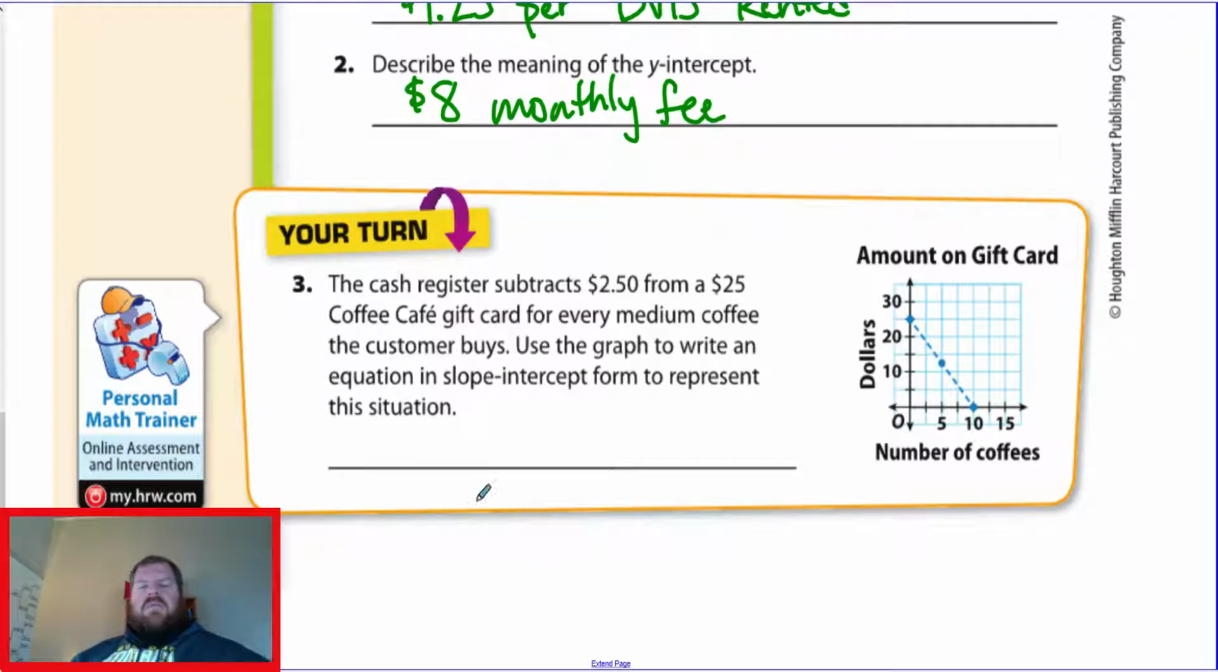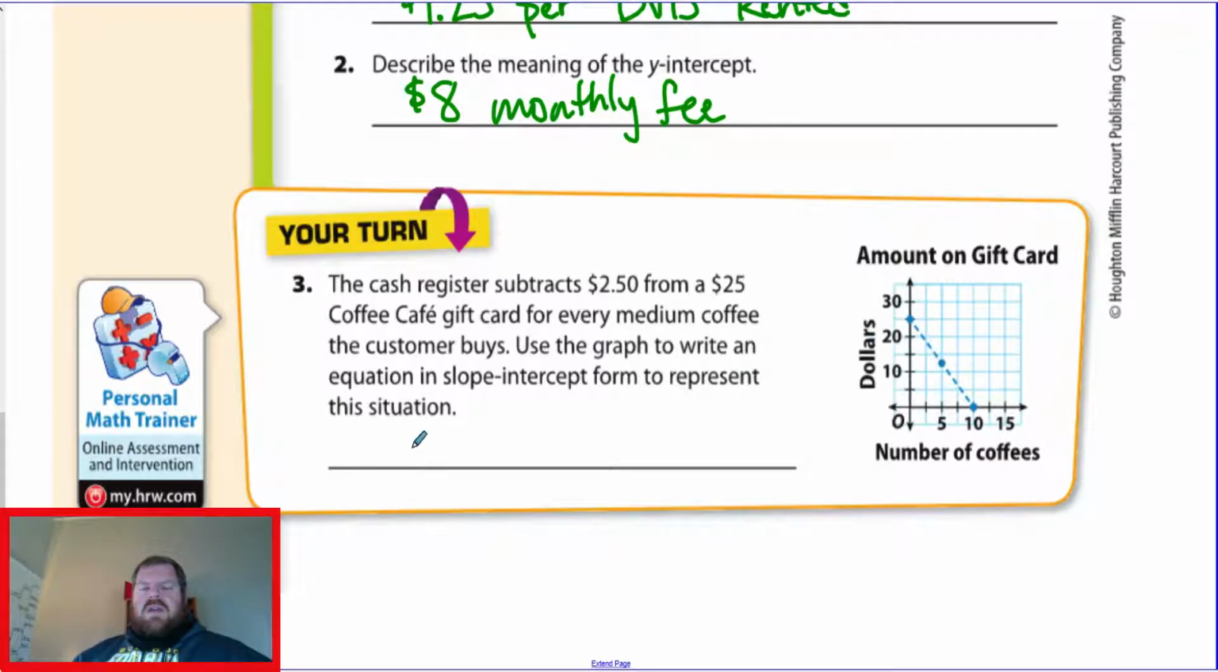Let's try this your turn problem. It says the cash register subtracts $2.50 from a $25 coffee cafe gift card for every medium coffee the customer buys. Write an equation in slope-intercept form to represent the situation. So the gift card starts with $25 on it, and we're assuming that this person only buys coffees or anything that costs $2.50. So every one coffee that's bought, the amount goes down $2.50.